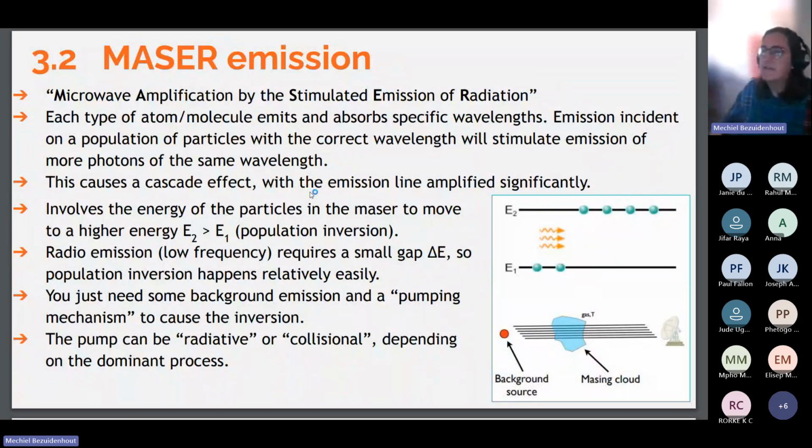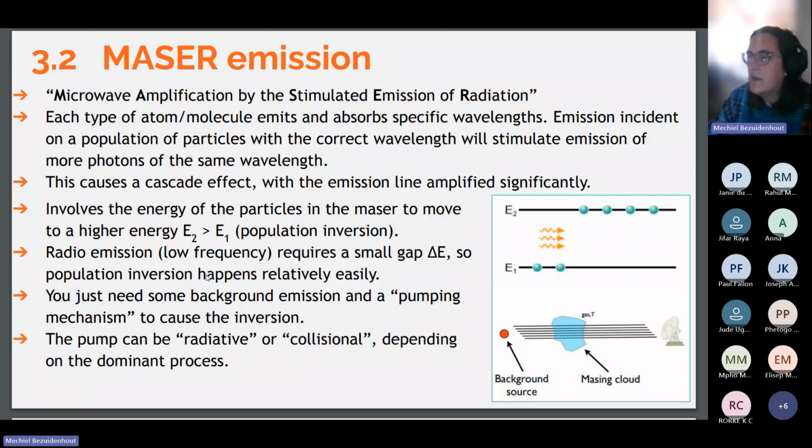In order to get this effect, you need the particles in the maser to move from a low energy state, shown by E1 here, to a high energy state E2. That's called population inversion. And the frequency of the maser emission is proportional to the gap between those energies. So for radio emission, which is low frequency, that gap is quite small. As we've seen, for example, for H1, the gap between the emission states is pretty tiny. So population inversion in radio regimes actually can happen relatively easily.